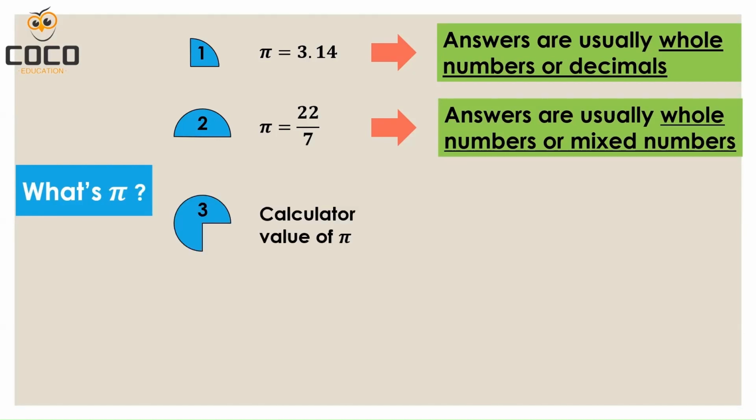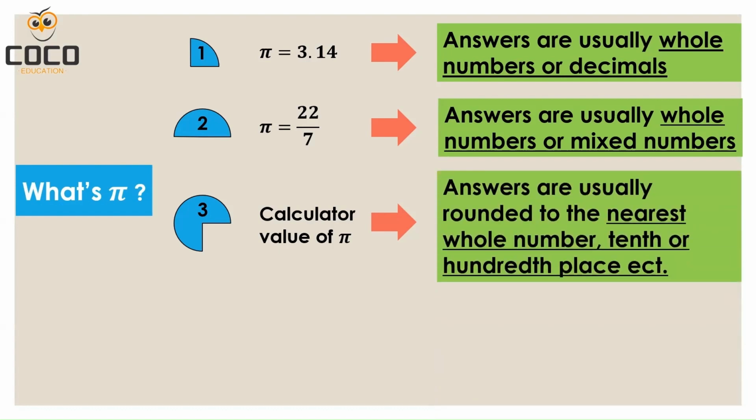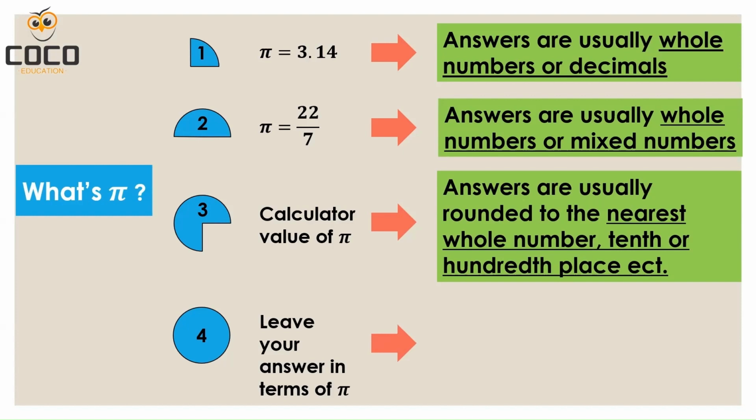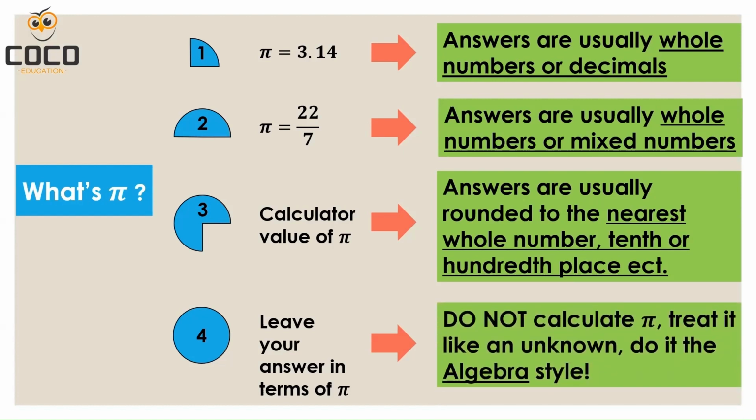Number 3, use the calculator value of pi. It usually means that the final answer is a never-ending decimal number. Hence, answers are usually rounded. Lastly, leave your answer in terms of pi. It usually means that the final answer has pi in an algebra style. We should calculate all the rest and add pi to the final answer.